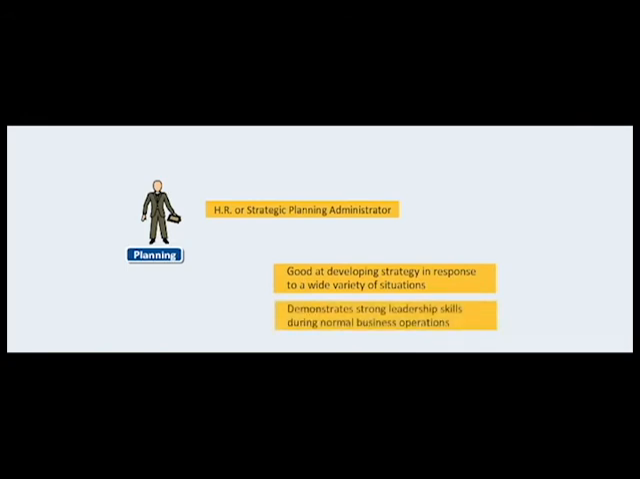Leadership of the planning section is a critical function for the ICS-based organization. The primary assignment of this position should be to a high-level administrator who is normally in charge of strategic planning or human resources. This person should be good at developing strategy in response to a wide variety of situations. It is essential that the planning section chief demonstrates strong leadership skills during normal business operations, because this person will be key in managing and guiding the direction of the response.